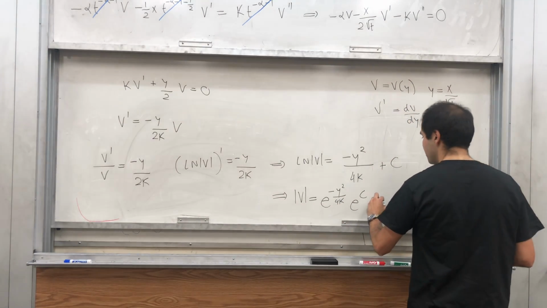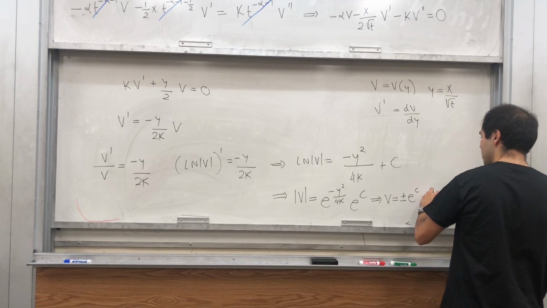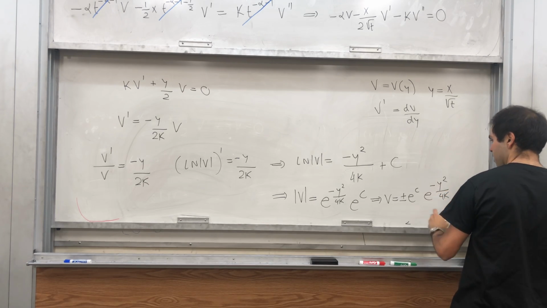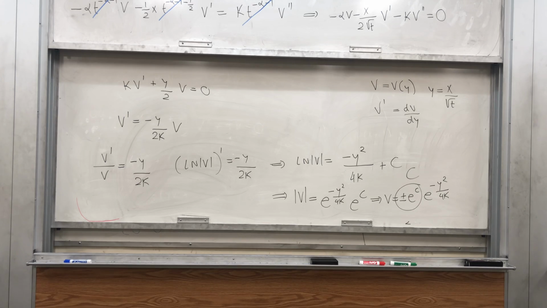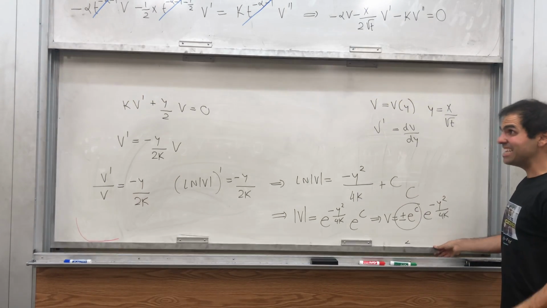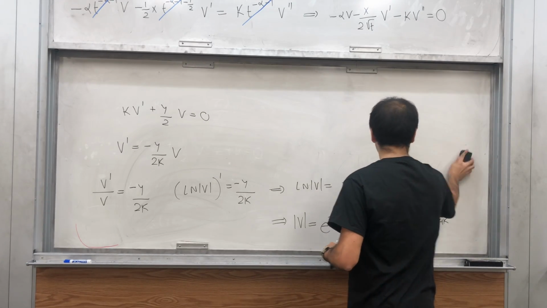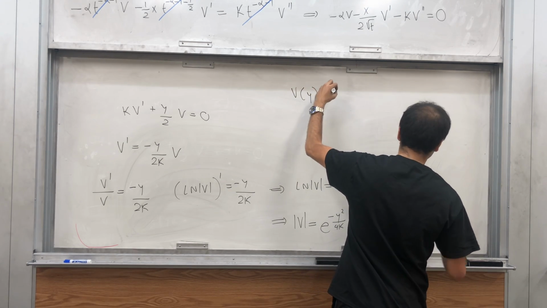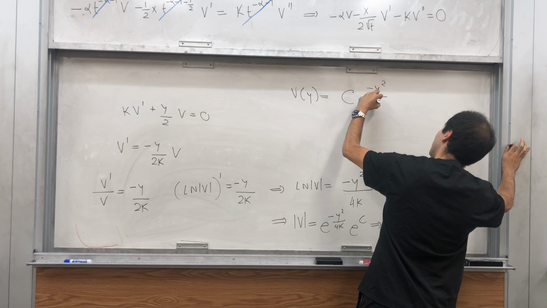And lastly, this means v equals plus or minus e to the c, e to the minus y squared over 4k. And since c is a constant, plus or minus e to the c is also a constant, which means we finally solved for v. So what is v? V of y is c e to the minus y squared over 4k.